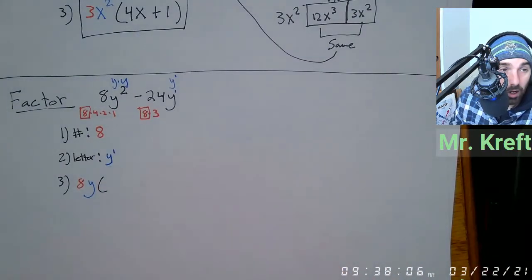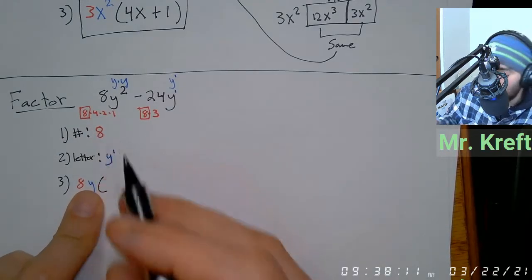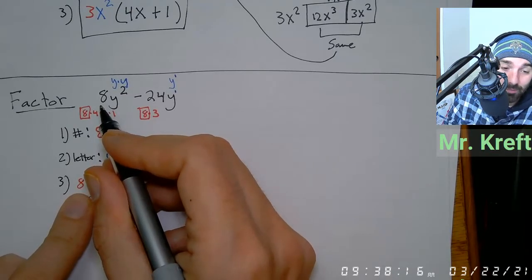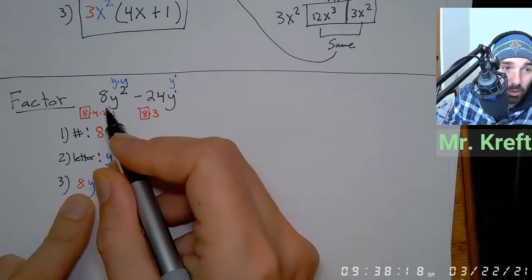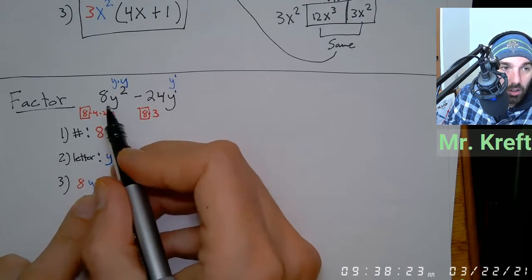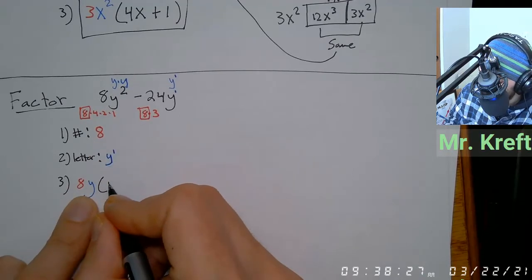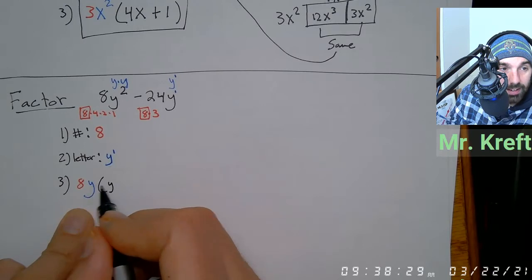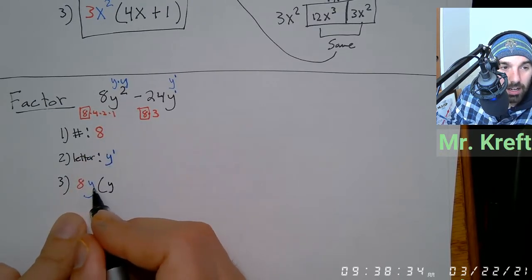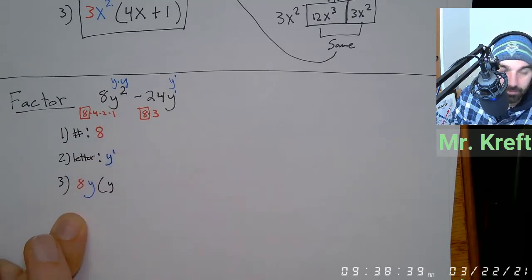Okay, and then I'm going to figure out what's left. So I always do the multiplication method because that's the one I always just do guess and check. So 8 times what gives me 8? Well, that's just 1, right? 8 times 1 is 8. And then what times y gives me y squared? Well, y squared has y times y. So if I just have y, I need a y there, because I know y times y will give me y squared. So 8y times y would give me 8y squared.